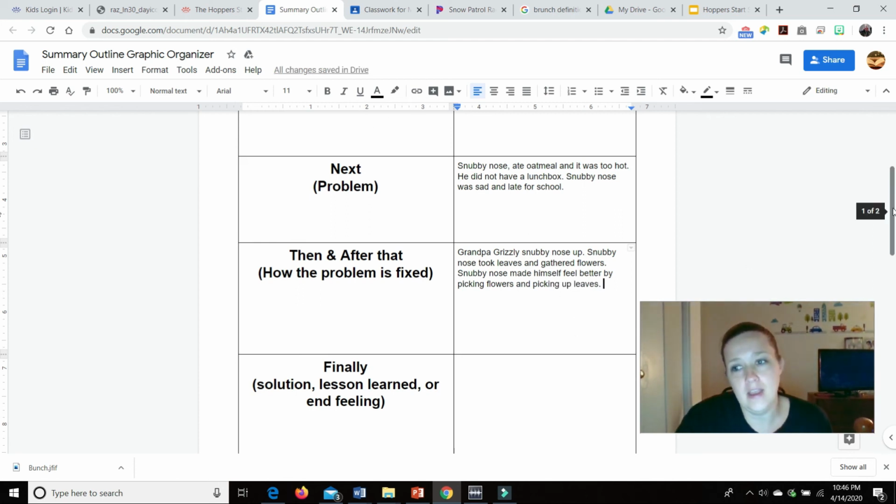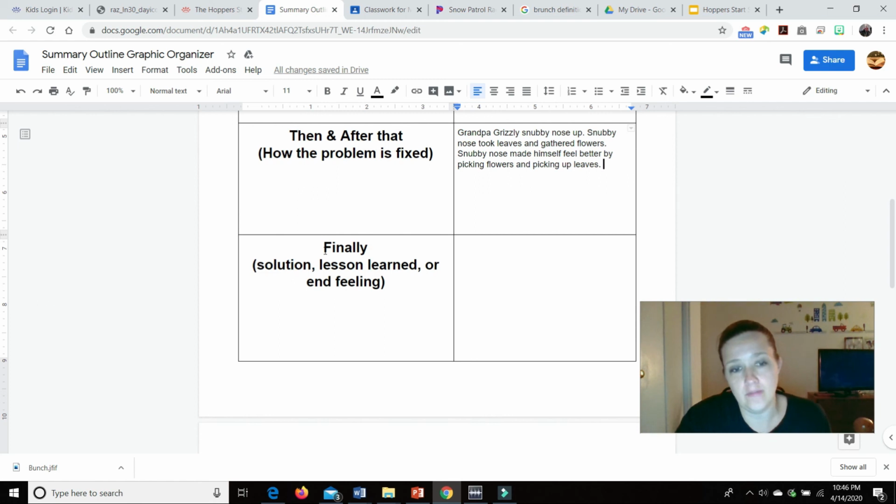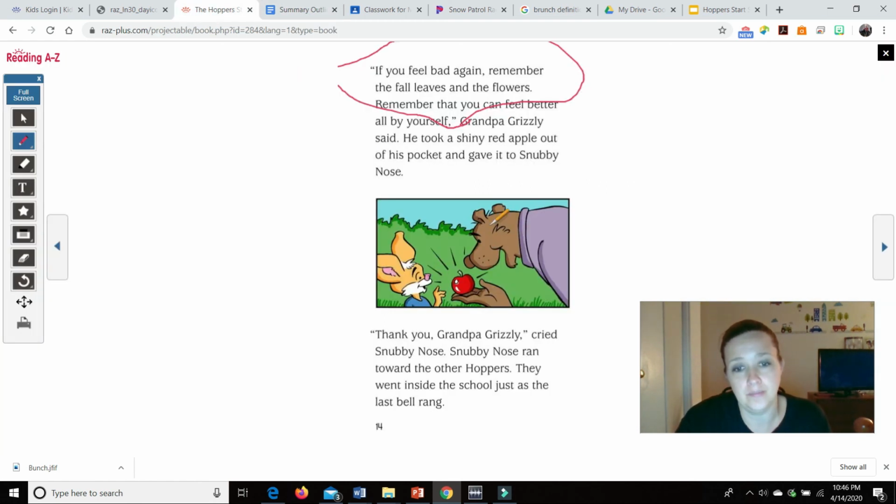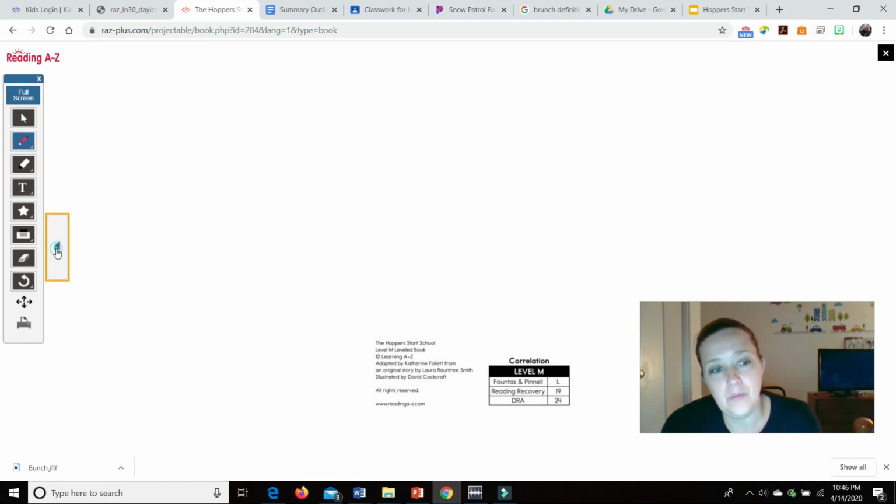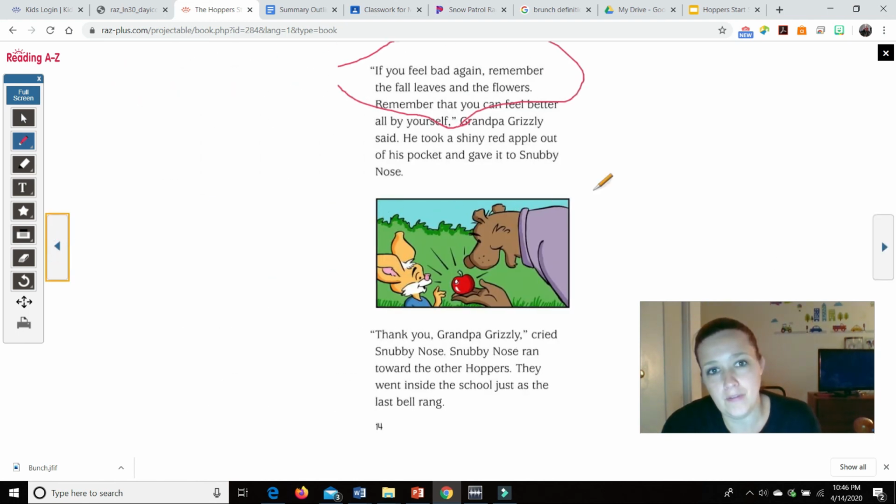So that kind of ties into our next section, finally, or the solution, the lesson learned, or the feeling. Thank you, Grandpa Grizzly, cried Snubby Nose. Snubby Nose ran towards the other hoppers. They went inside the school just as the last bell rang, so he was not late. He would have been had he not picked himself up.